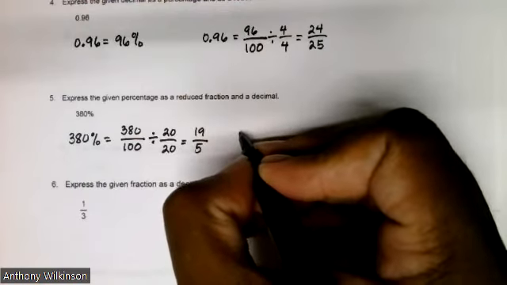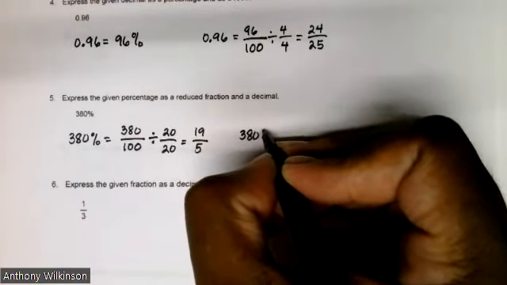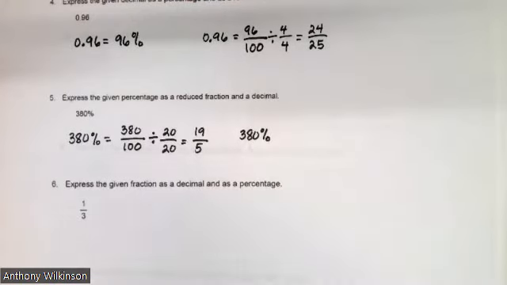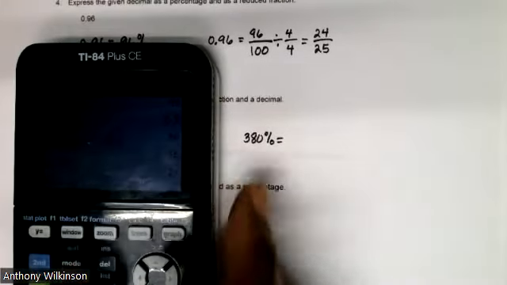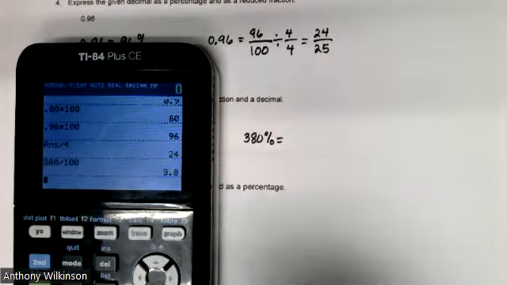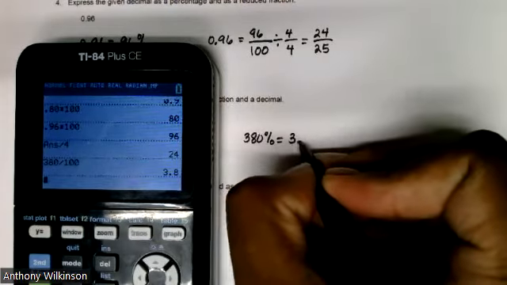And then 380% as a decimal. Well, of course, here we just take the 380 and divide that by 100, which is the same as moving the decimal point 2 places to the left and dropping the percent sign. So 380% as a decimal would be 3.8.